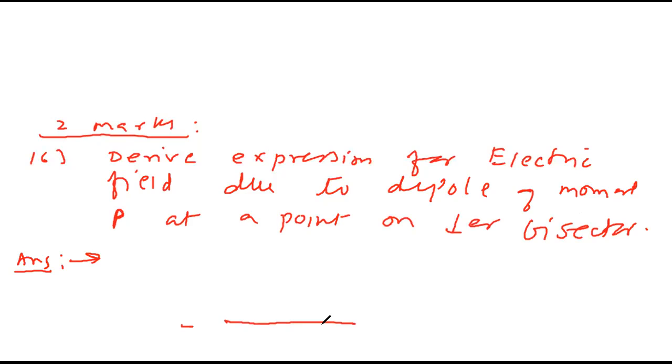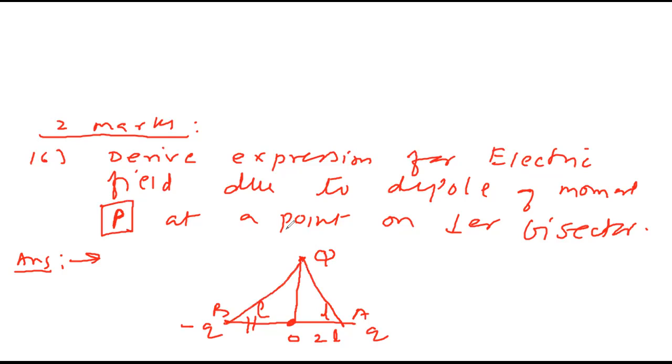Consider electric dipole consisting of equal and opposite charges minus q, plus q of length 2l, O the center, therefore OA equals OB equals L. P is a point on perpendicular bisector at any point. Dipole moment is given P. So if you join this, what is direction of field due to positive charge? Is it outward? Yes, sir. So this will be due to positive charge E1.